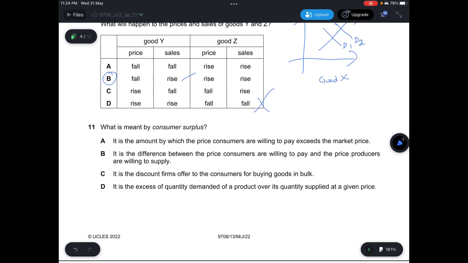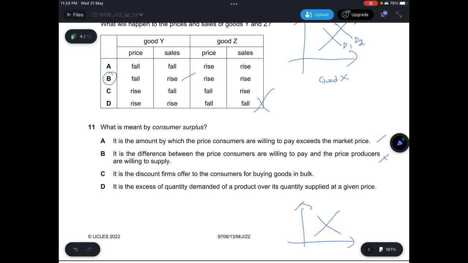Question 11, what is meant by consumer surplus? Consumer surplus is basically the difference between what the consumers are willing and able to pay and the price that the consumer actually pays for the product. So A says it is the amount by which the price consumers are willing to pay exceeds the market price, which is correct. And then B says it is the difference between the price consumers are willing to pay and the price producers are willing to supply, which is not correct because this means that it's the entire thing.